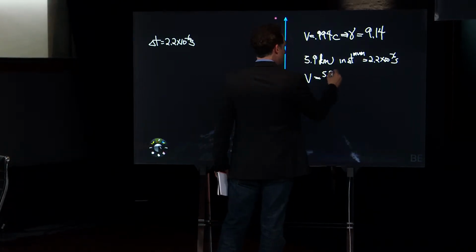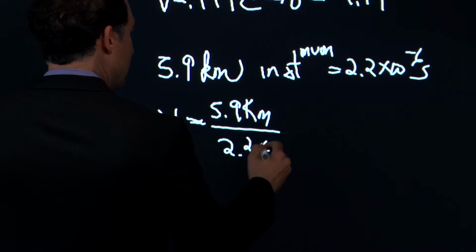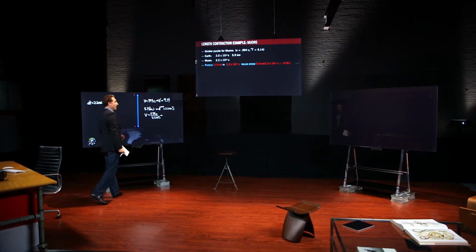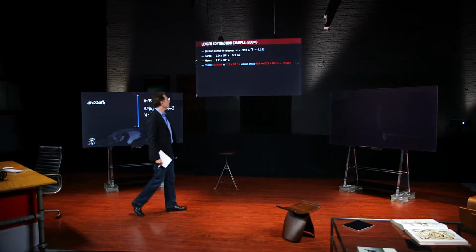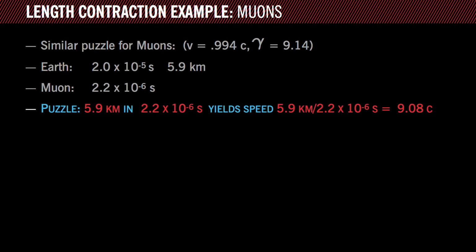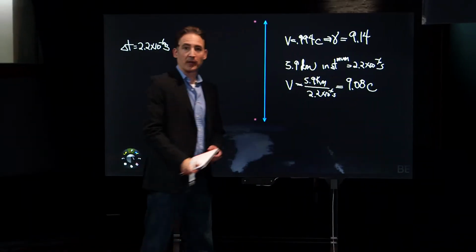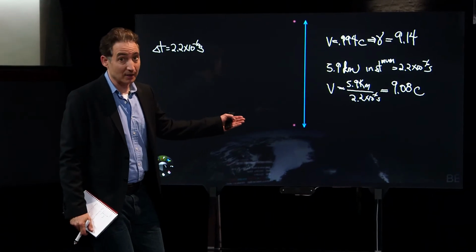If you do 5.9 kilometers divided by 2.2 times 10 to the minus 6 seconds, the result you get is quite large. In fact, if you work it out, as I have worked it out for you here, it comes in at more than 9 times the speed of light. So what in the world is going on? Well, it's obvious what's going on. We've done the wrong calculation here, right?